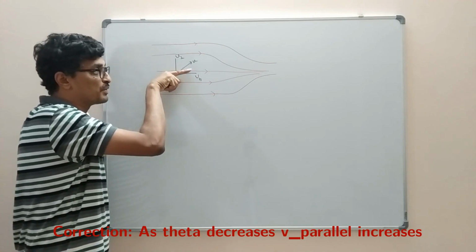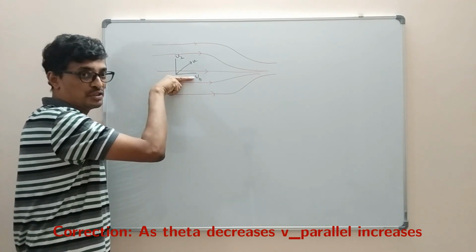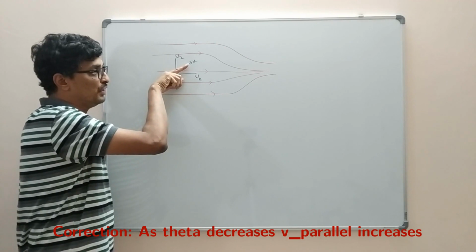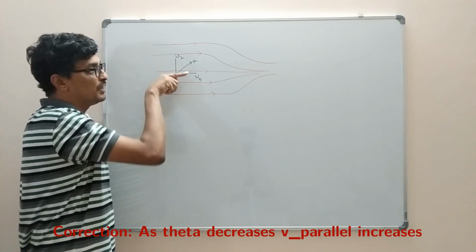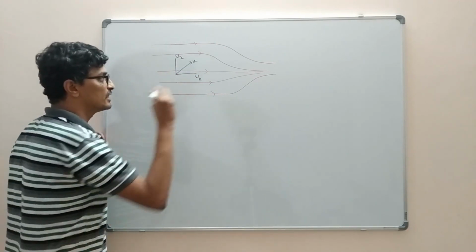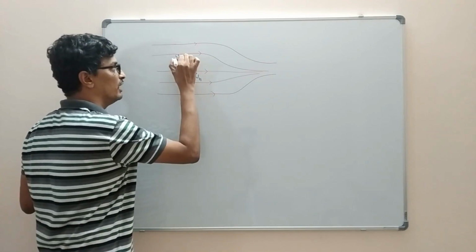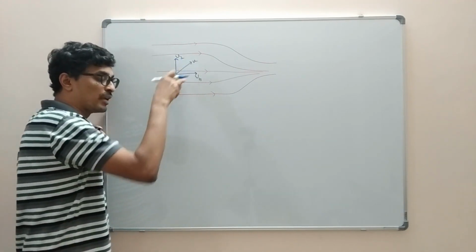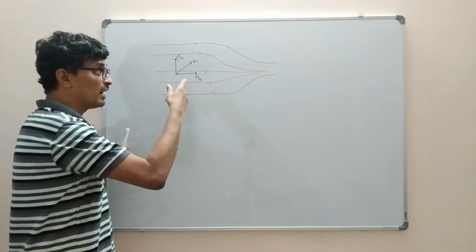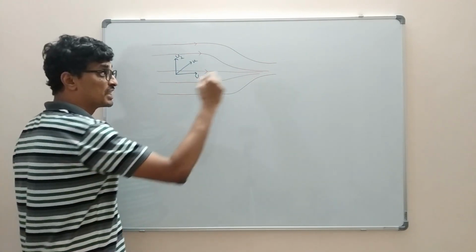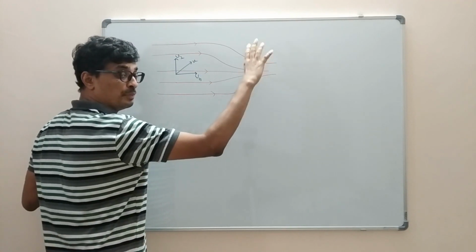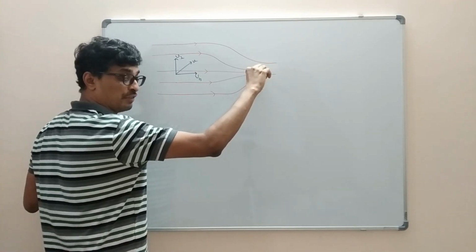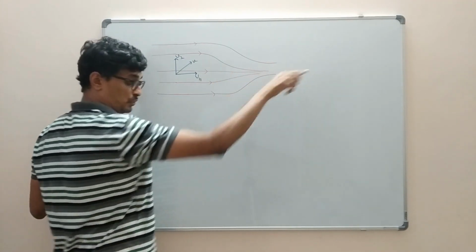So as the theta becomes larger and larger, the V parallel is going to increase. So you can always find that as I reduce this angle, V parallel becomes larger and larger, and V parallel has some velocity which can overcome this pinch of this field, and it can eventually punch through.